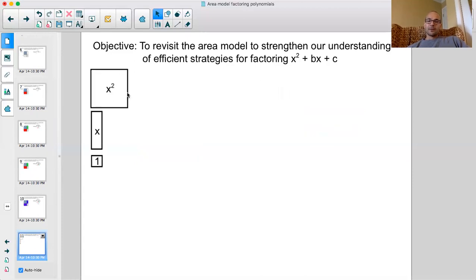We're going to look at a trinomial in a second. It's going to be made up of a certain number of x squareds, a certain number of x's, and a certain number of 1s. And then we're going to try to configure those pieces into a rectangle. And if we've done that, then we've factored the trinomial.